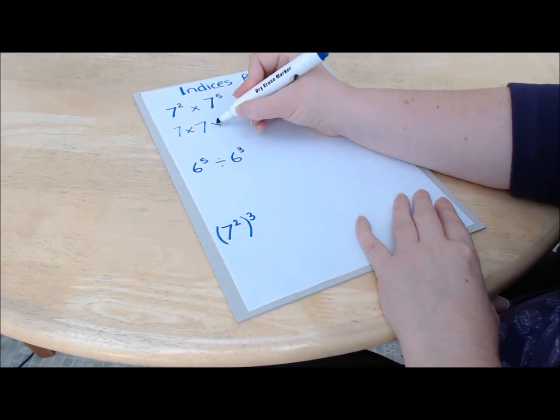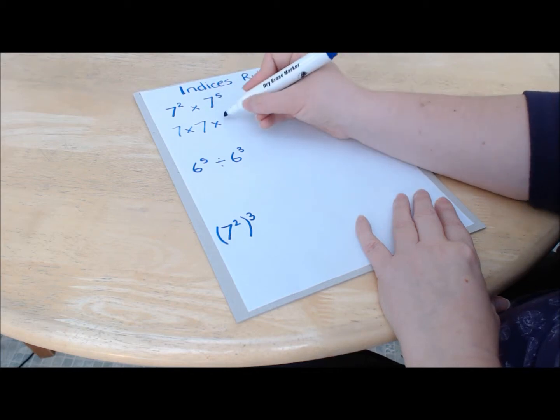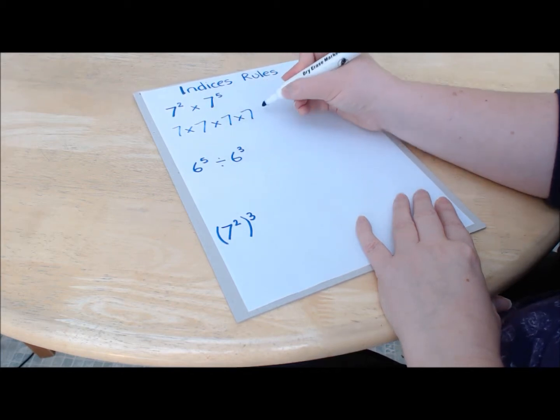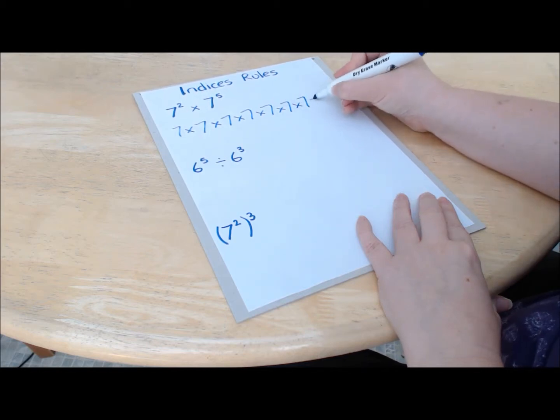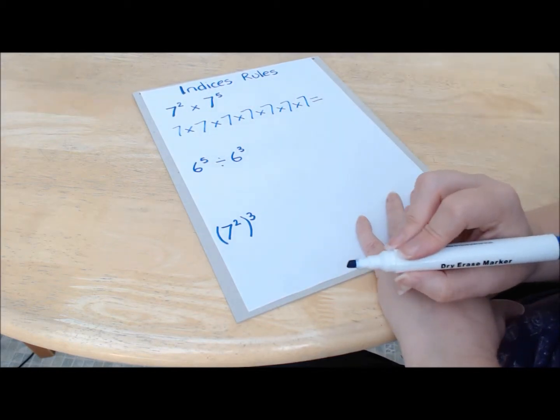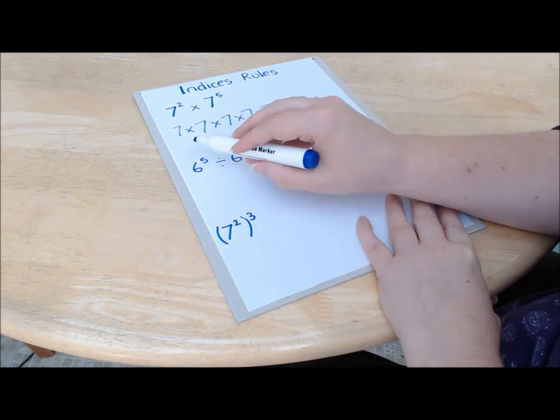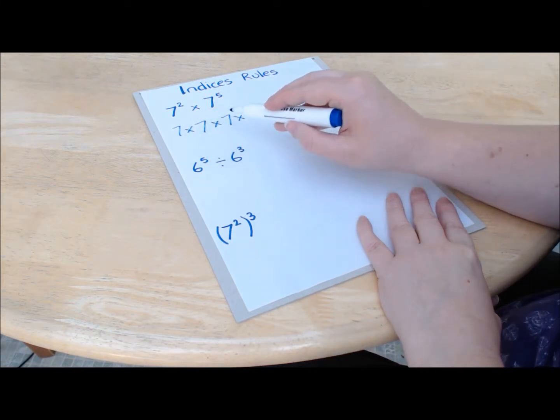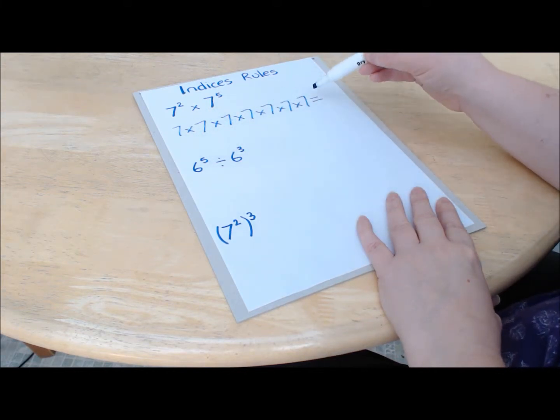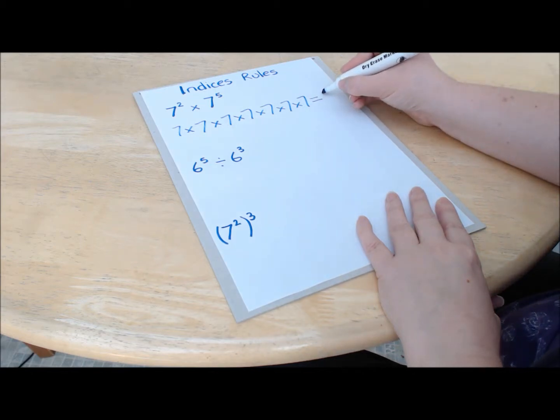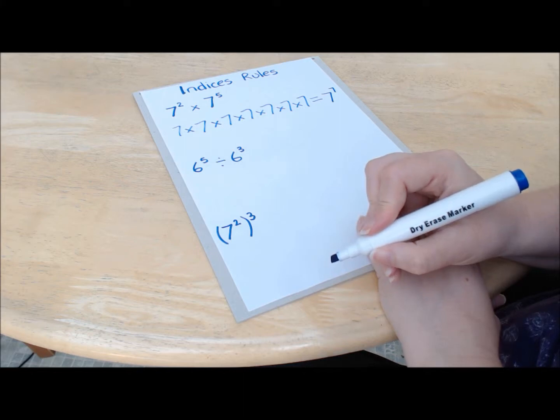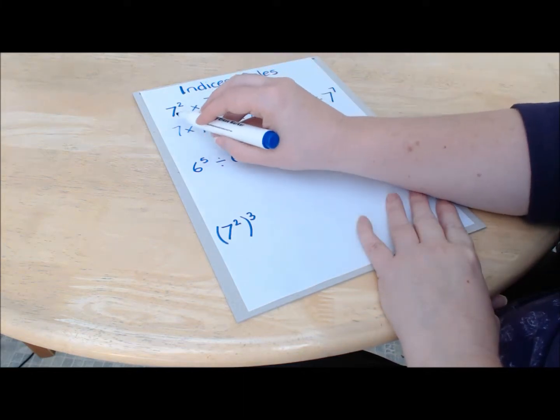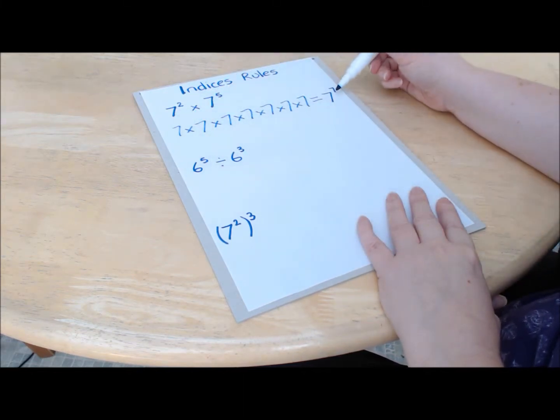And then we're going to multiply that by 7 to the power of 5, which is 7 times 7 times 7 times 7 times 7. So if we then look at this and work out what power we've got, 1, 2, 3, 4, 5, 6, 7 sevens in that list. So that means we've got 7 to the power of 7. So now let's go back and look at the original. So the answer was 7 to the power of 7.